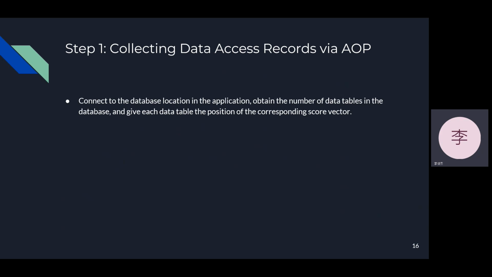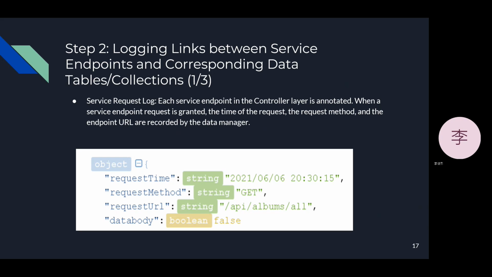In step 1, we will connect to a database location in the application, obtain the number of data tables in the database, and give each data table the position of the corresponding score vector. In step 2, once the controller layer API is called, whose type is a get or post method, a service request is generated, and we collect the service request data as a service request log. And it has 4 items: request time, request method, request URL, and a data body.